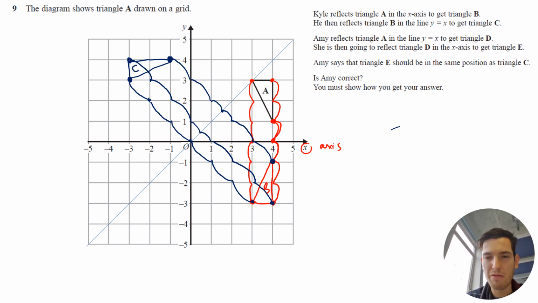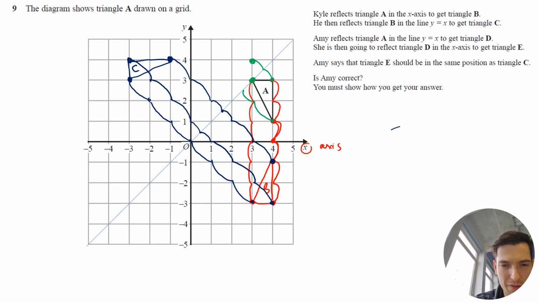It then says Amy reflects triangle A in the line y equals x to get triangle D. Okay, so back to triangle A. I'm going to reflect it in the line. So using green, that point stays on the line. This point here, I just move a half to get to the line, so a half away. And this point, I go 1.5, so half and 1. So this is triangle D, and then I reflect this in the x-axis.